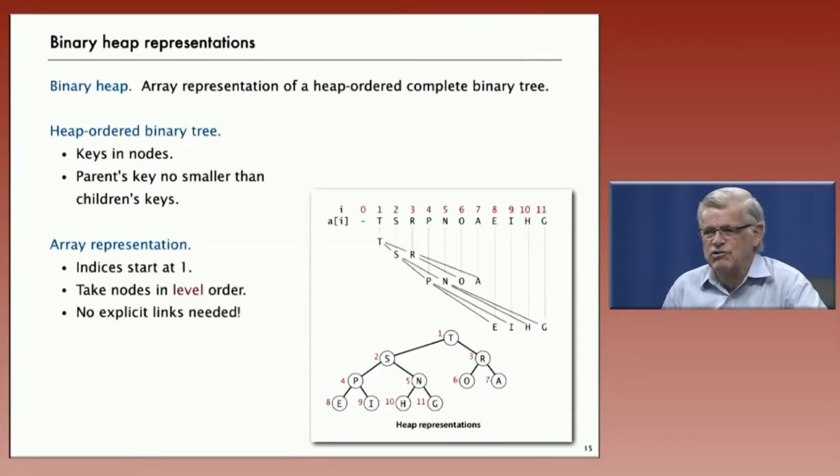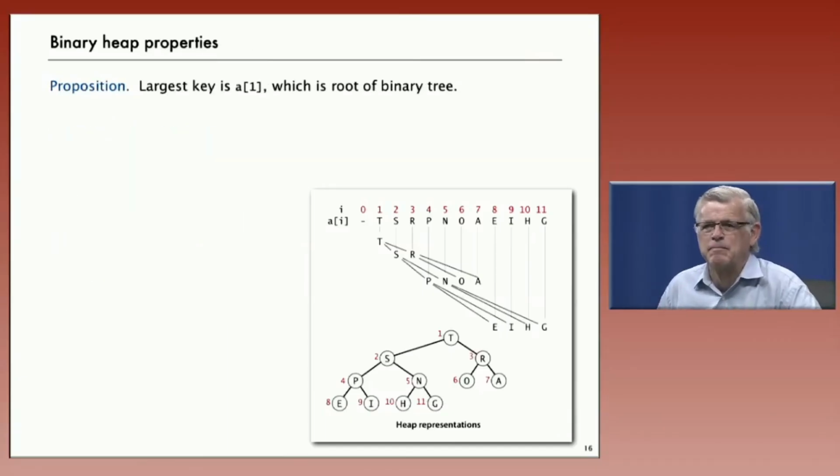For the array representation, all we do is start with indices at 1. It's a little less calculation that way. We leave a[0] empty. And then we just take the nodes in level order. So first we put the root, then we put the 2 nodes on the first level going from left to right, and then all the nodes on the third level going from left to right, and so forth. This is interesting because we can draw the tree to get more intuition about what's happening, but in the actual data structure representation, we don't need any links at all. It's just an array. The way that we move around the tree is by doing arithmetic on the indices.